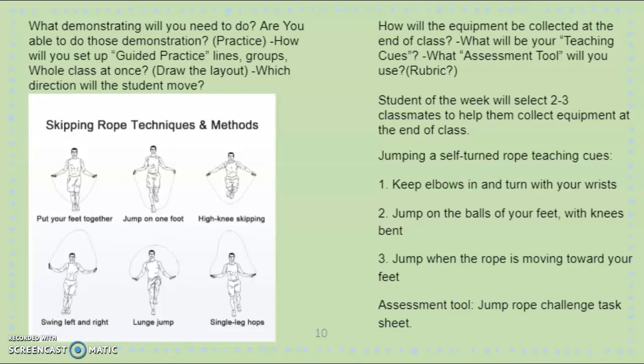The student of the week will select 2 to 3 classmates to help them collect the equipment at the end of the class. Jumping a self-turn rope: these are the teaching cues that will be written on the whiteboard, and the assessment tool that will be used for this activity will be the jump rope challenge task sheet.